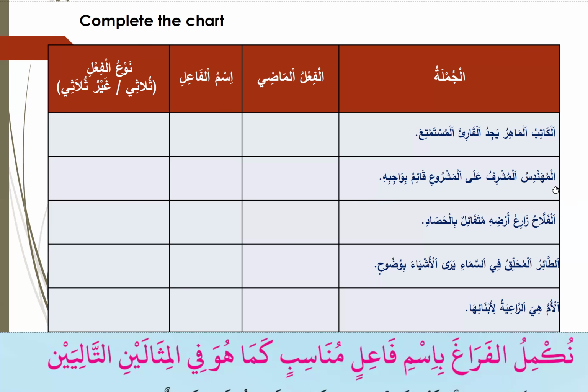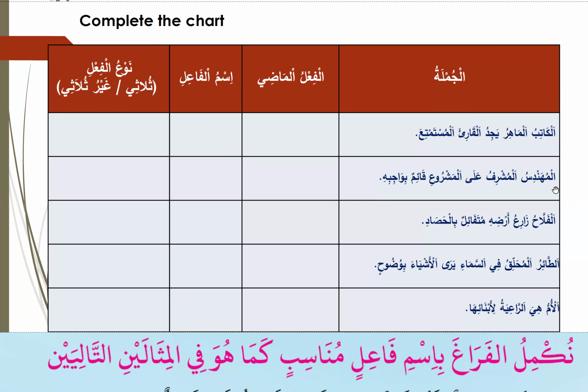Next one is al-fallahu zari'u ardihi mutafa'ilun bil hasadi. The farmer who cultivates his land is optimistic about the harvest. So here zari' is the ism fa'il. So the fi'l madi is zara'a, and that is obviously thulathi.